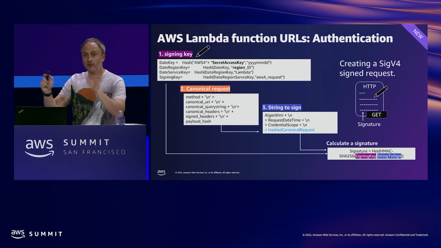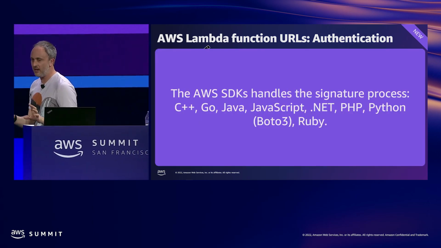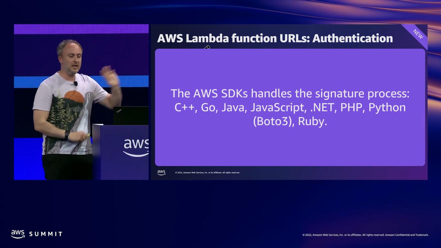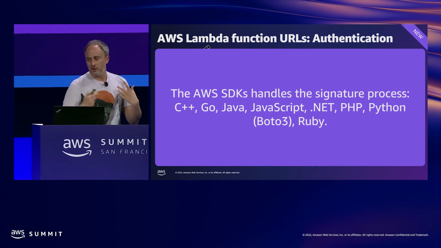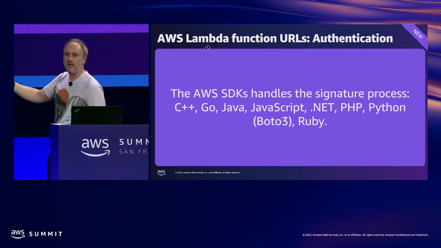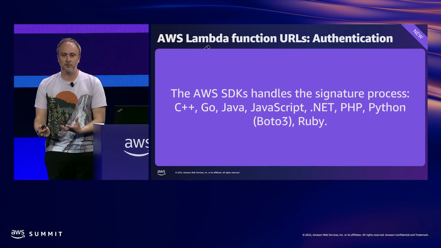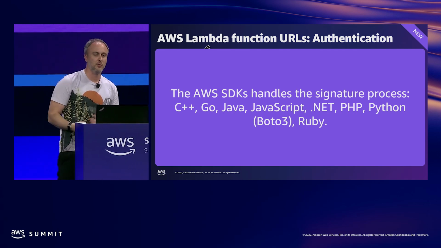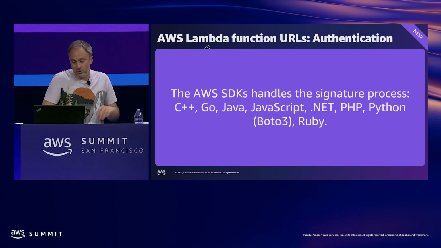Now, don't panic. You don't really have to do all that manually. Pretty much any runtime, any library, any package that you're using to build your applications has a method or a library built in to enable you to create SigV4 signed requests. So you shouldn't have to go through all those hoops to create that manually, but you could if you wanted to.